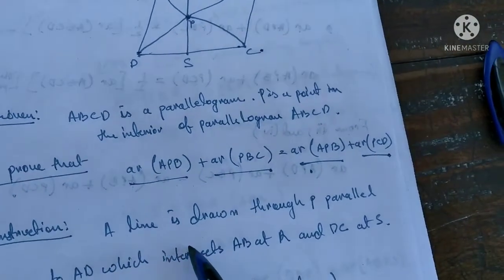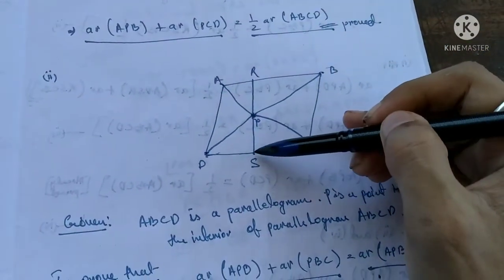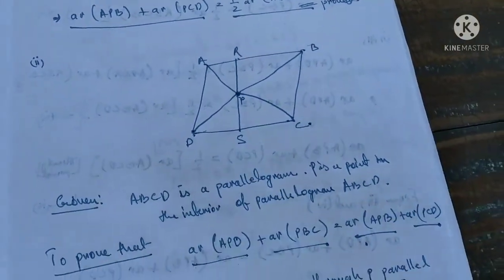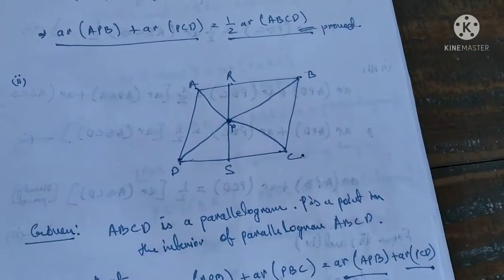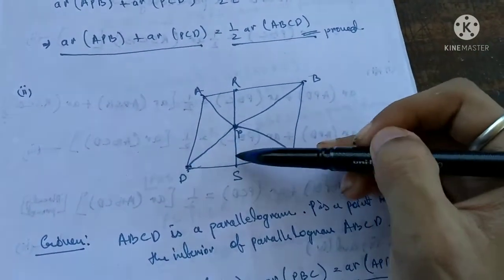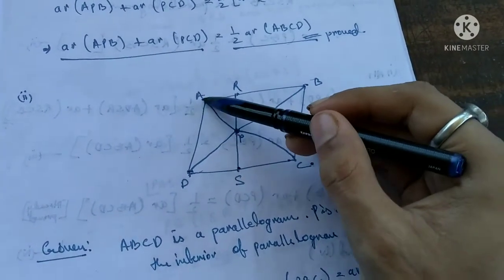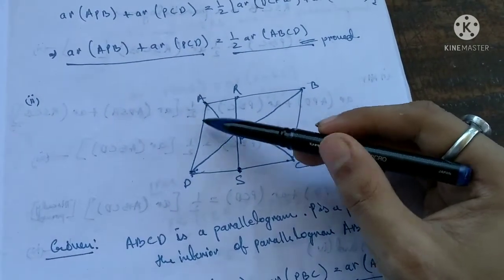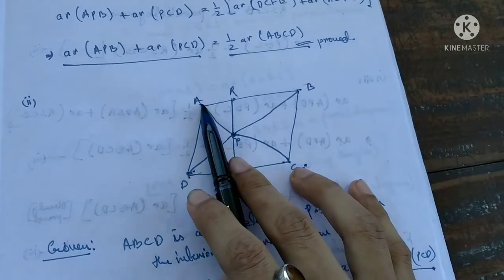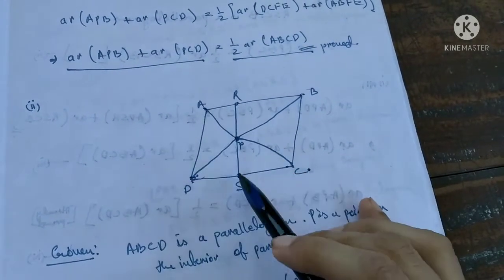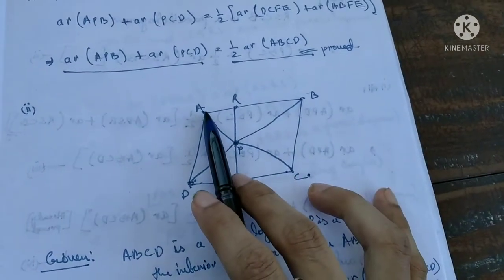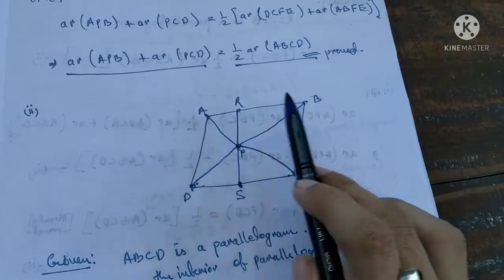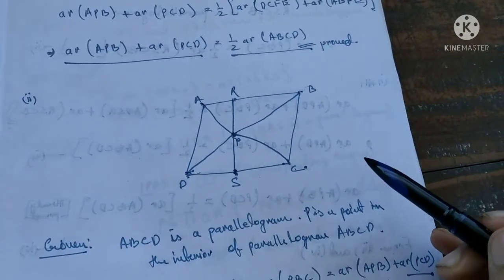Now I will do the construction. A line is drawn through P parallel to AD, which intersects AB at R and DC at S. Now, AD is parallel to RS. This I get from construction. And AB is parallel to DC, since ABCD is a parallelogram.